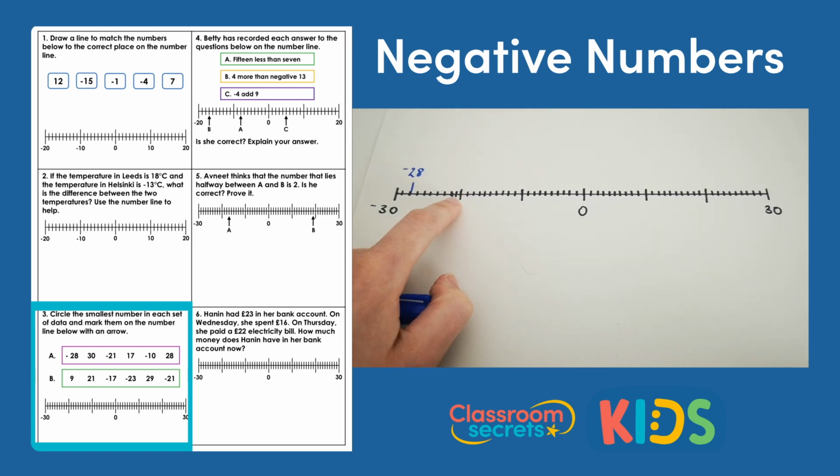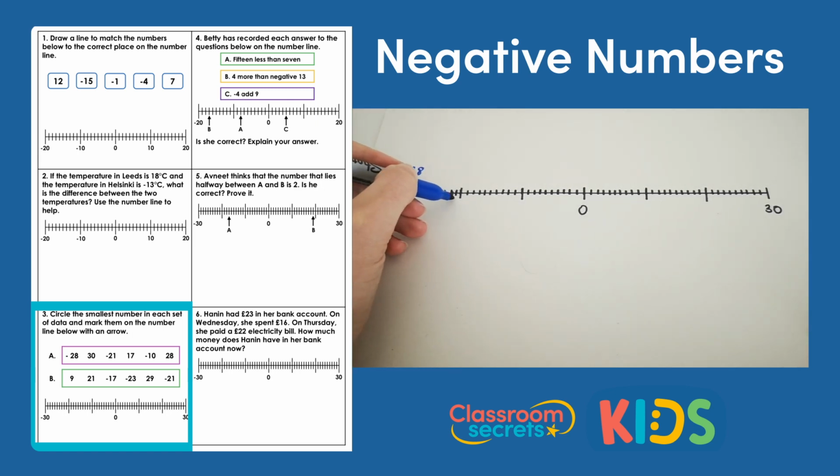Negative 21 then is there and negative 23 is there. Negative 21 is closer to 0, so negative 23 is our smallest number. So negative 20, negative 21, negative 22, negative 23 is there.